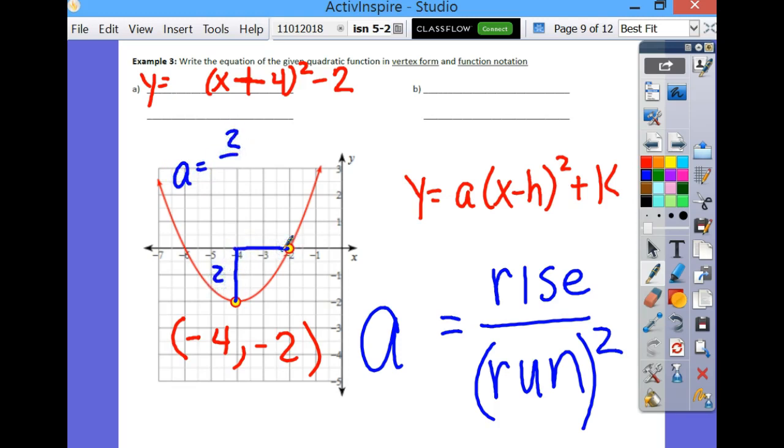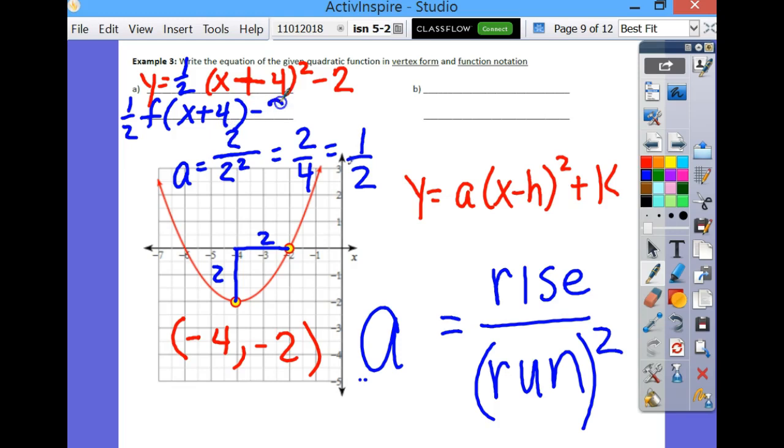What is the run? And I found a pretty point over here that would be easy to count. That's not A. A is rise over run squared. Because of order of operations, we don't have any parentheses, so the first thing we do is exponents. What is 2 squared? What is 2 over 4? And so this is 1/2. The A is 1/2. That's not too hard to figure out if you know this little equation. So in function notation, the 1/2 goes out in front, (x + 4) minus 2.